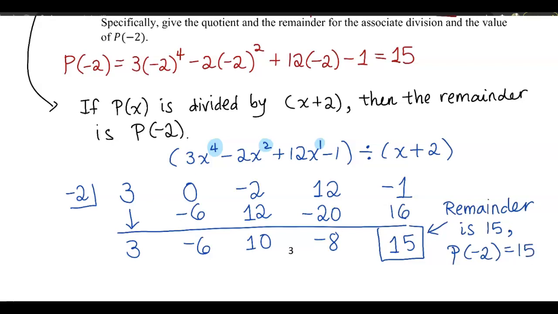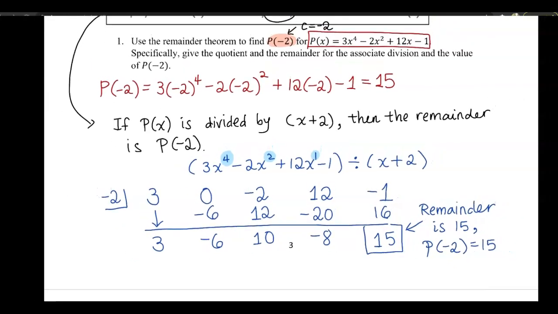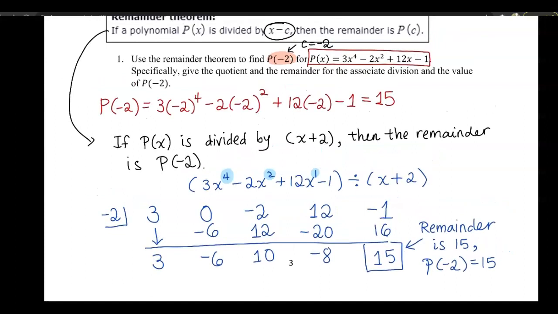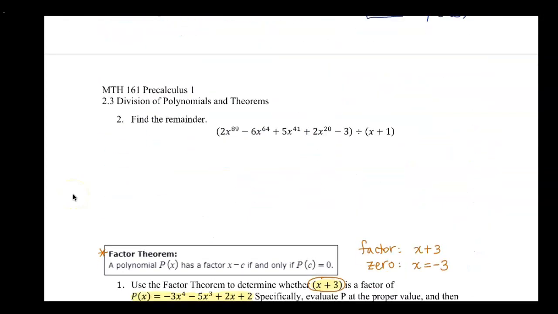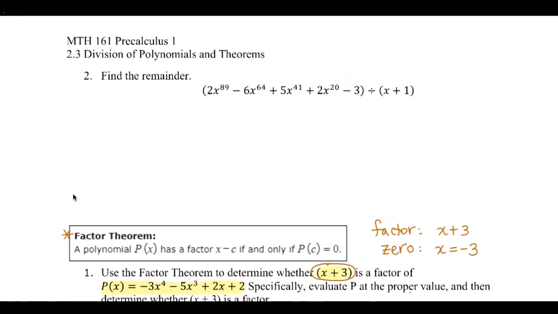So you saw two different ways. We did the first method, the way that we used to do, just substituting negative 2 directly into the function. The second method, we used the remainder theorem, and as you can see, both times we ended up with an answer of 15. Let's look at the one in the back. It's a slightly different problem.